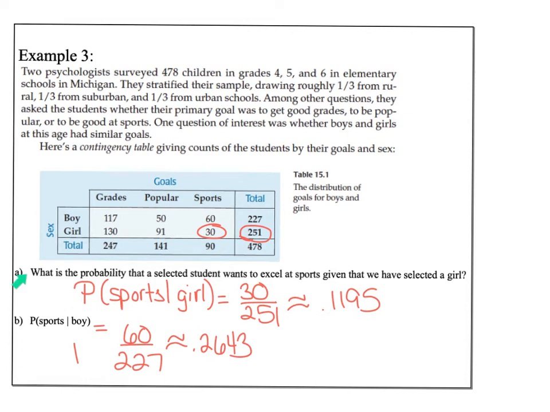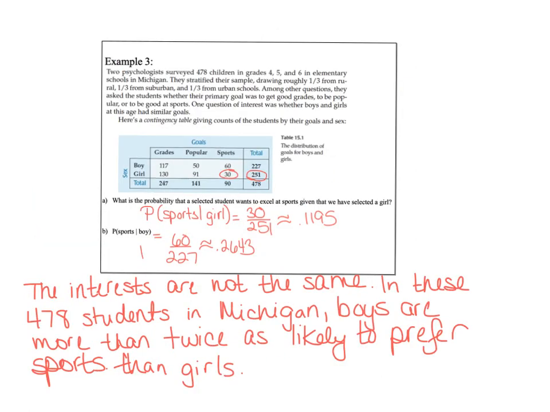Now I've guided you through this because I'm telling you to look at sports given a girl, sports given it's a boy. You could have looked at their grades, or what their primary goal was, to get good grades or to be popular. You could have analyzed any of these different categories. I just chose to analyze sports. Well, what can we conclude here? I am stating that the interests are not the same. In these 478 students in Michigan, boys are more than twice as likely to prefer sports than girls.